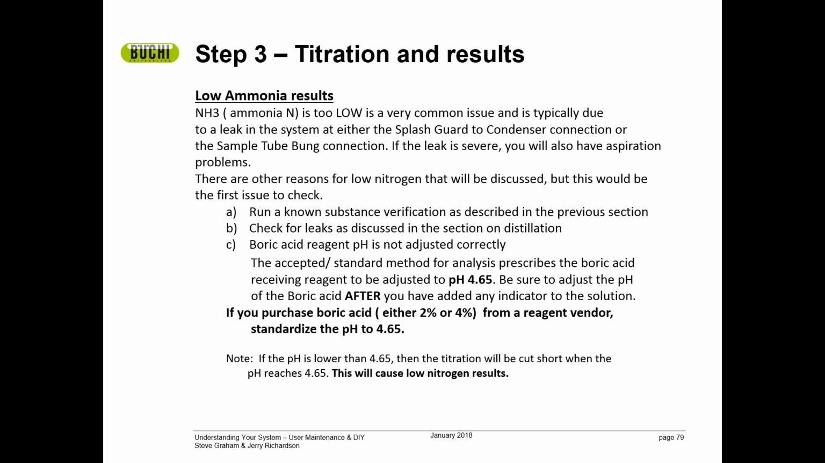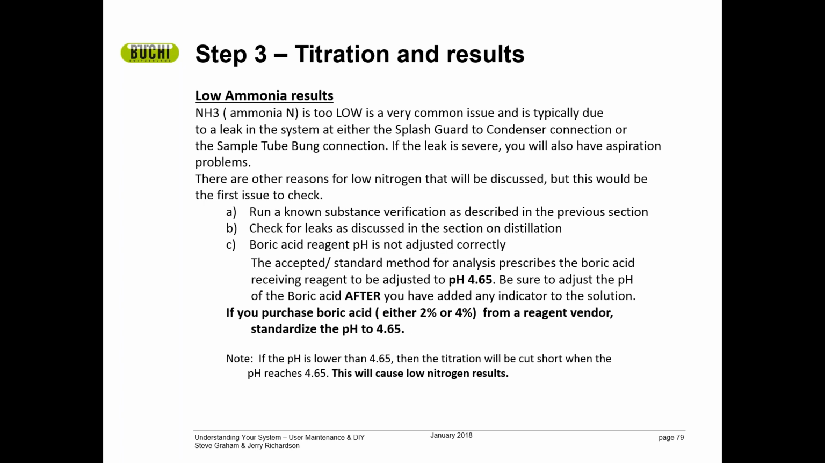99% of the time, there is a leak in your system, typically between the splash guard and the condenser connection. I think we've gone over those connections a couple of times, but that is typically where you are going to have a leak in the system. And if the leak is severe enough, your low ammonia results will be accompanied by the aspiration problems that we've talked about earlier. There are other reasons for low nitrogen that I want to discuss also.